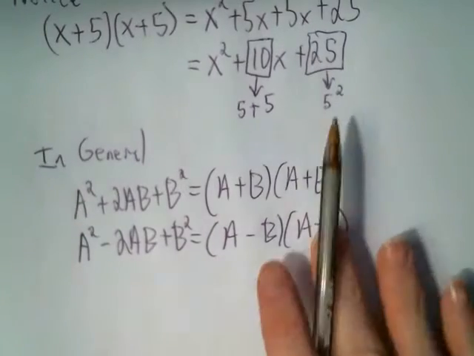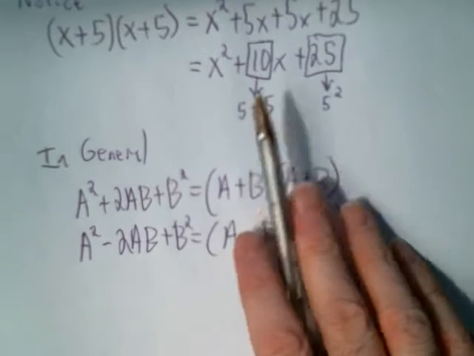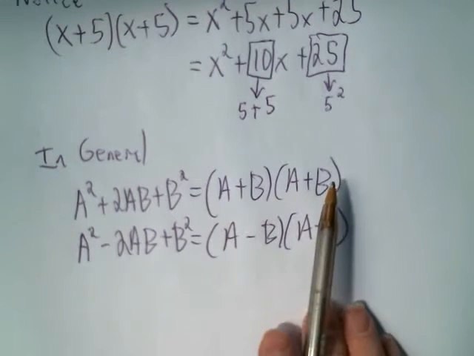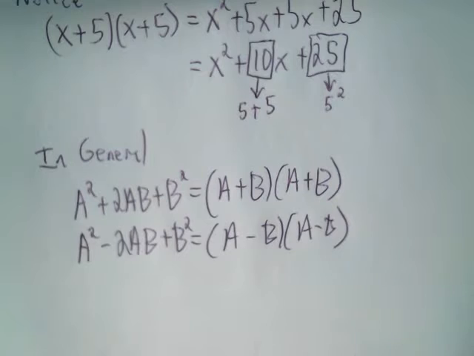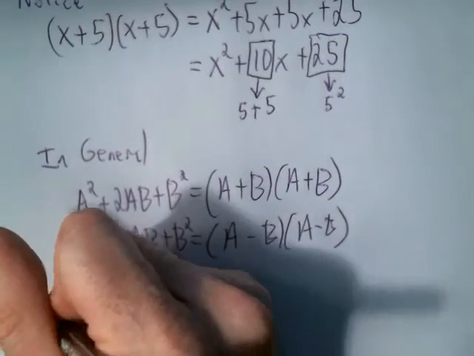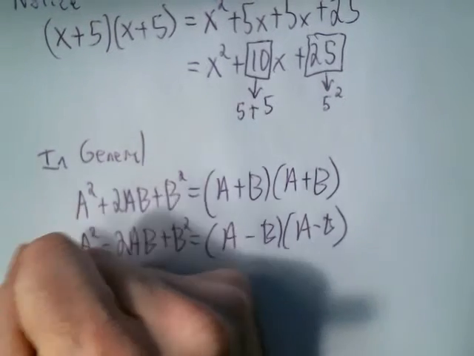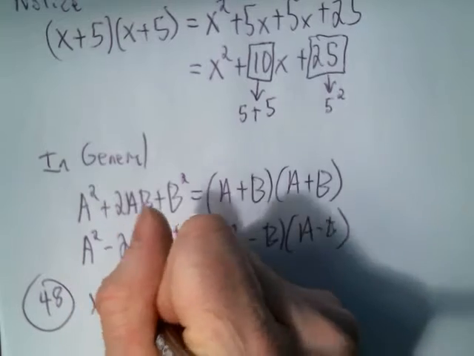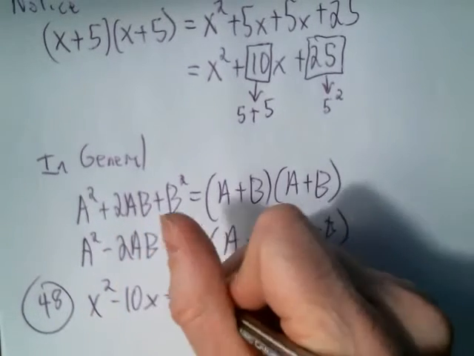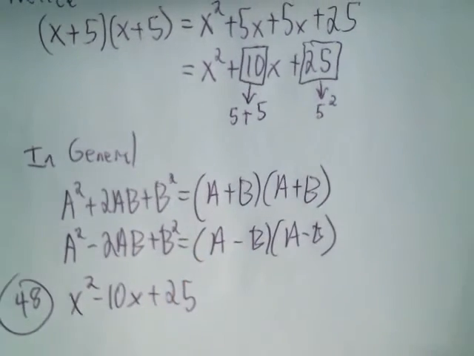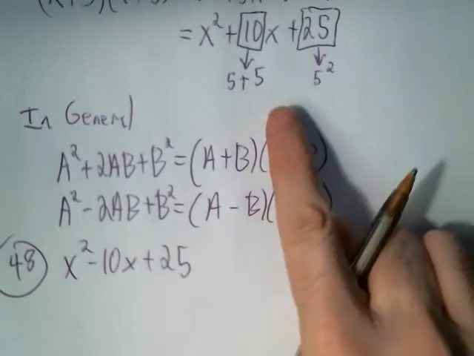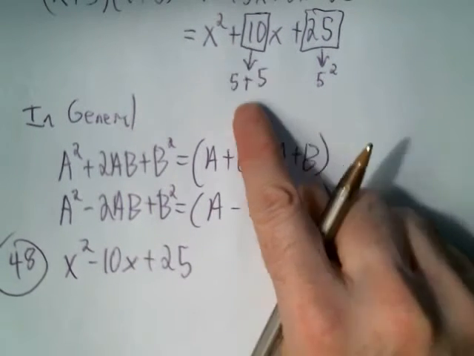Okay, as soon as you see that perfect square on the end, you're hoping it's x plus 5, x plus 5. That's the easiest thing. Okay, so let's take a look at it anyways. So 48, you have x squared minus 10x plus 25. It's almost exactly the same problem we just did up here, except instead of plus, it's minus.